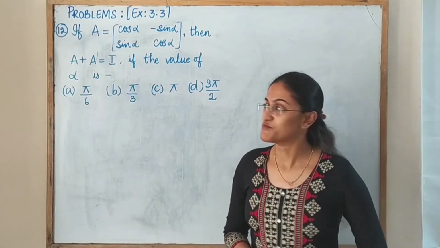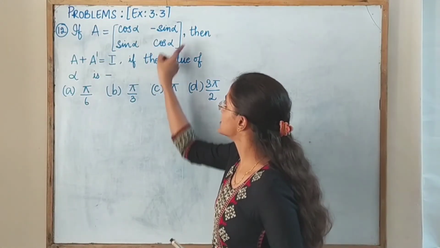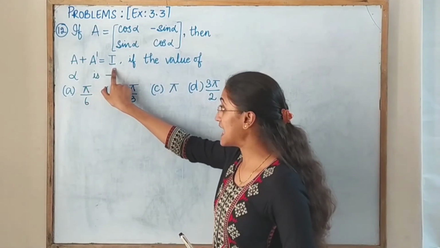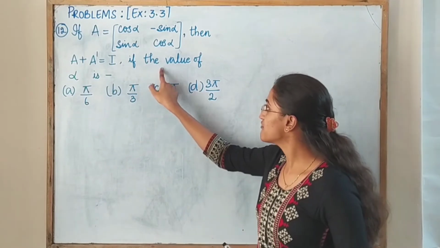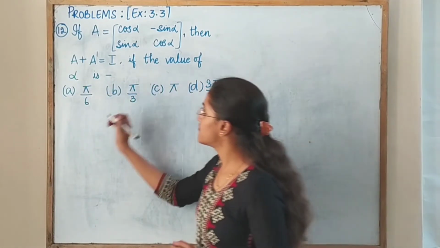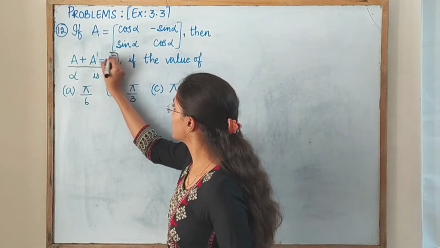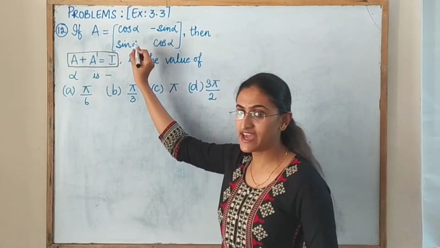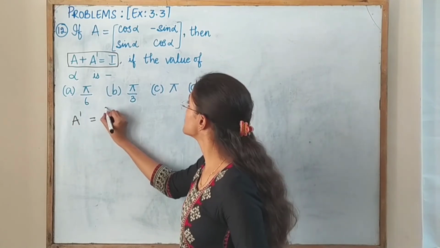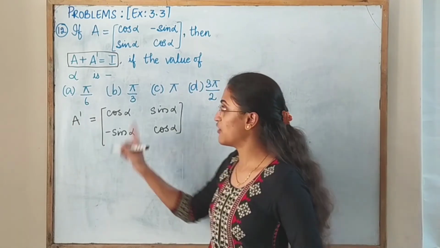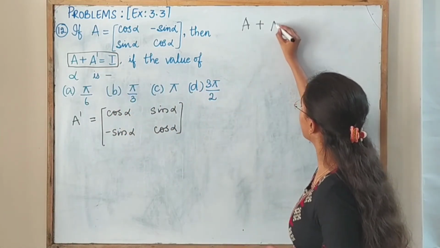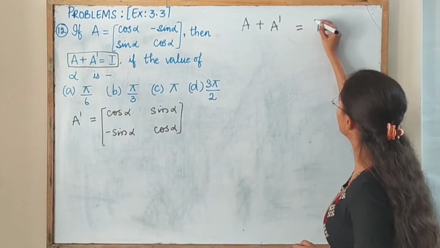Look at the next problem. If A is the matrix given, then A plus A' is equal to the identity matrix I if the value of alpha is. Now, first, as per this equation, we have got A. We shall find out the A transpose. A transpose will be, now having this equation, A plus A' will be equal to I.